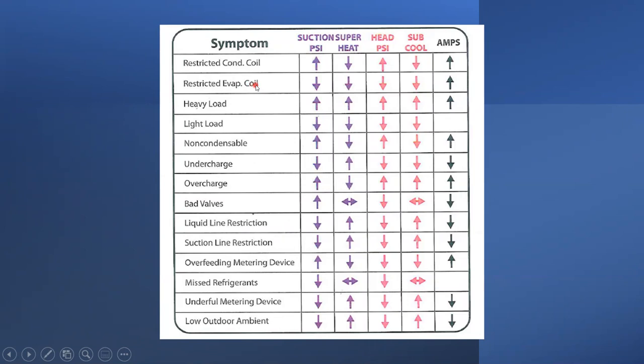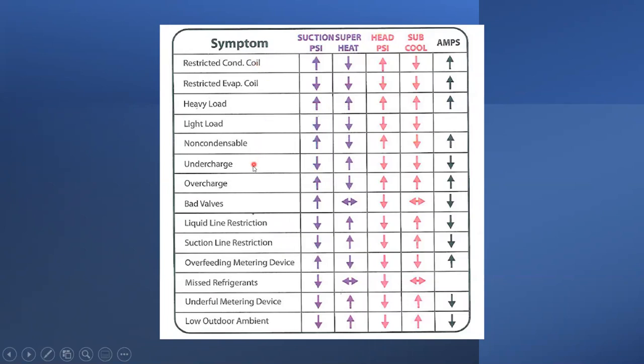Restrictive evaporator coil, it could be a simple fact that the coil is dirty. It could be the filter is dirty. It could be the fan has stopped working. Airflow. And in retrospect, the other direction, if you have higher pressure, higher than 120, higher than 400, your superheat is still low, but your subcooling, then your higher pressures will lead you to a restricted condenser coil.